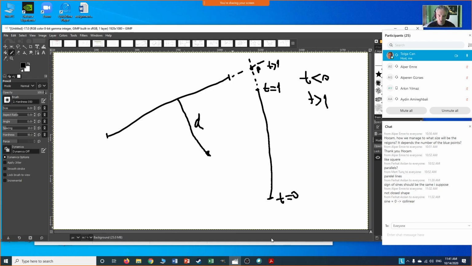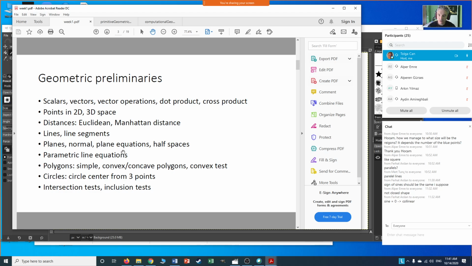So that's all I want to talk about this week. We have talked about a lot of preliminary things. We've talked about line segments, polygons, polygon inclusion, tests for convex polygons, dot product, cross product, and I will talk about planes, half spaces, and we also did this convex test today, and some circles next week. All right. Any questions before I finish today's lecture?